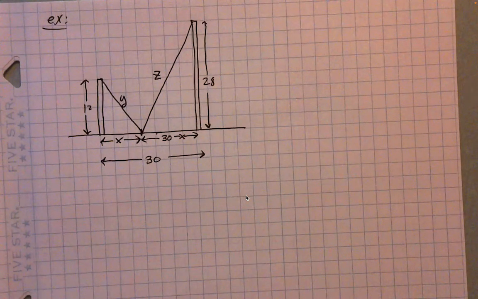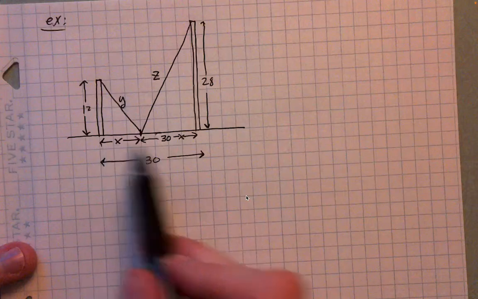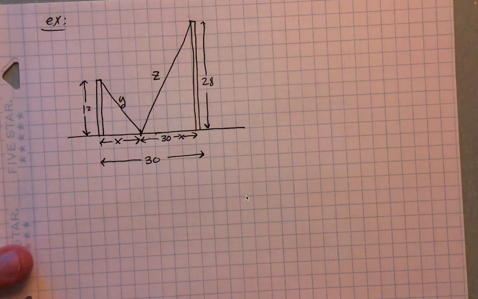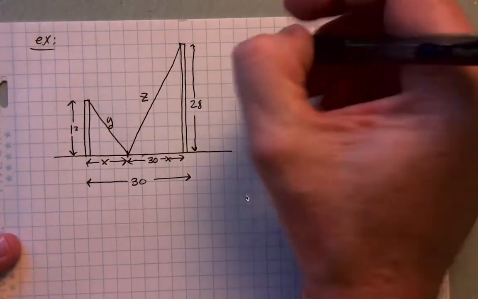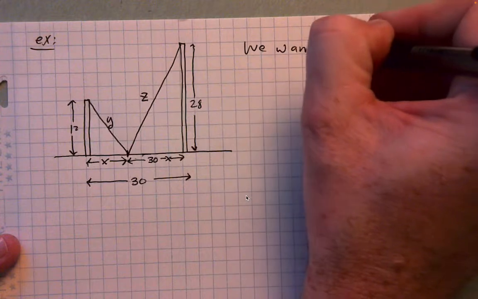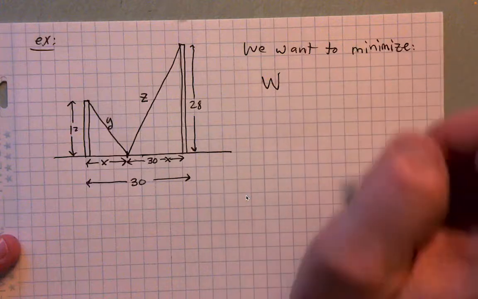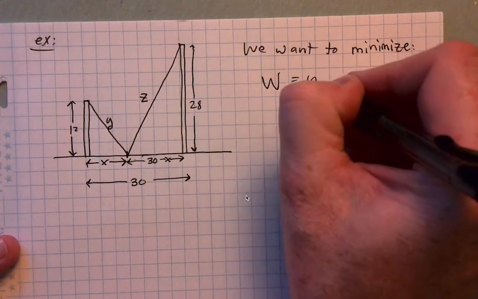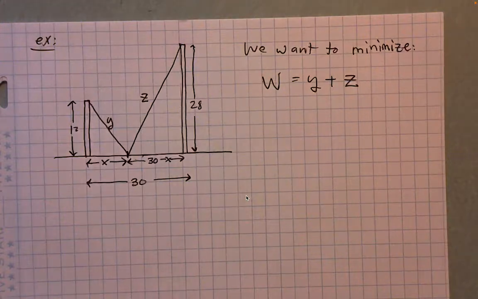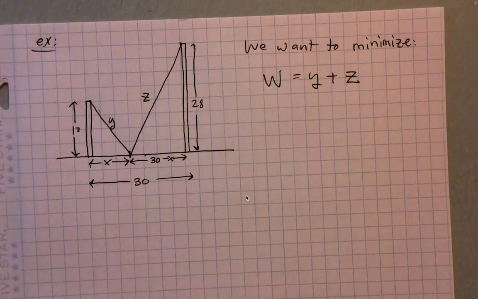It's a convenient way to notate these things, and it's very useful rather than having X and then some other variable over here. Okay, so here's what we want to minimize. We want to minimize W, that's the length of the wire, which is equal to Y plus Z. Whatever Y is plus Z, that's the length of the wire, and that's what we want to minimize. We want to use as little wire as possible.